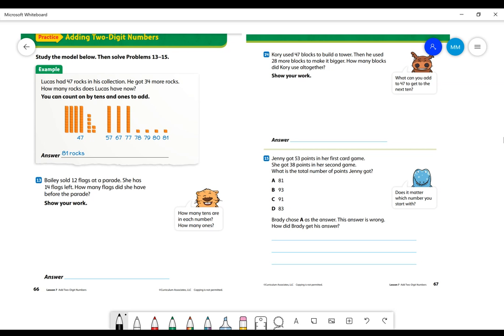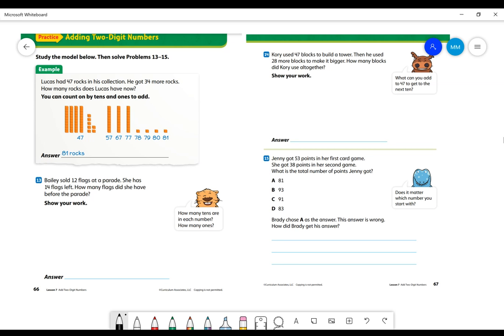So we are going to go ahead and hop right into our example. It says Lucas had 47 rocks in his collection. He got 34 more rocks. How many rocks does Lucas have now?